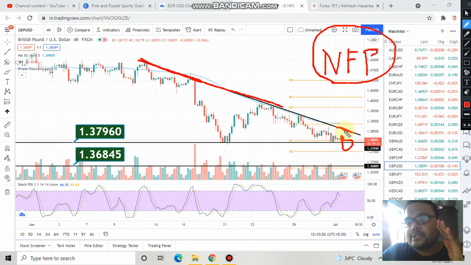In case market goes up a little and reverses from the trend line, let's assume that market starts going up from here and reverses from the trend line. Okay, you can short the market. Do not expect much profit. Okay, you can exit your trade by this level.